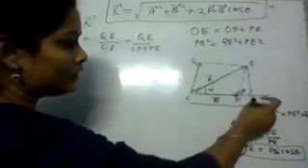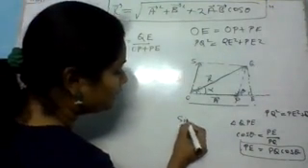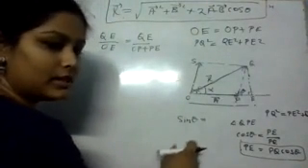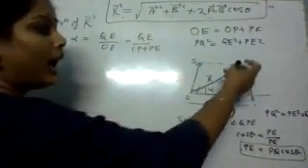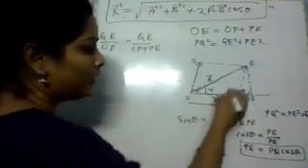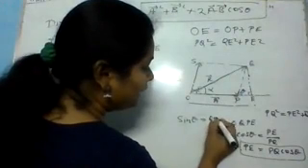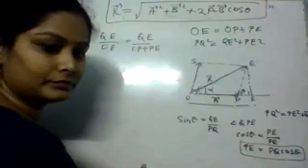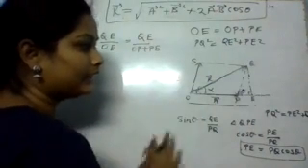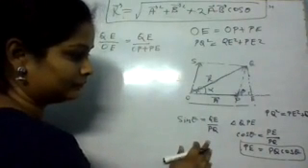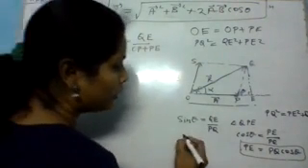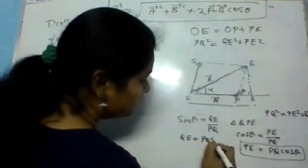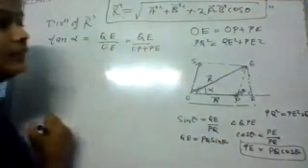Now from this triangle, I have to find out the value of sine theta. What is the value of sine theta? Sine theta equals height upon hypotenuse. Okay, so I can write here QE upon PQ with this chota wala triangle. Yes, ma'am. So what is the value of QE here? The value of QE is PQ sine theta.